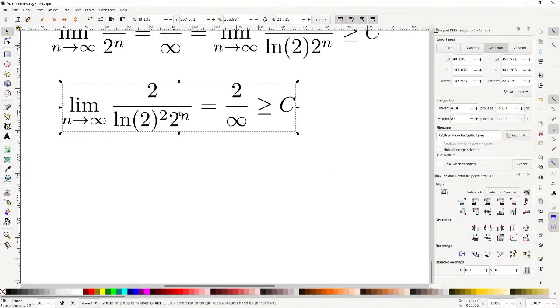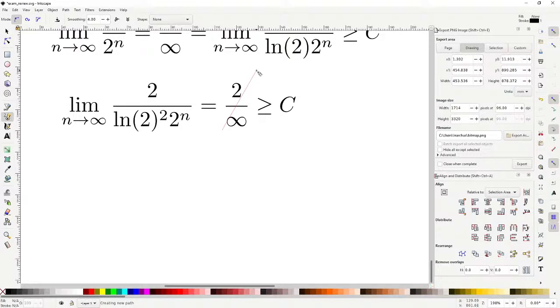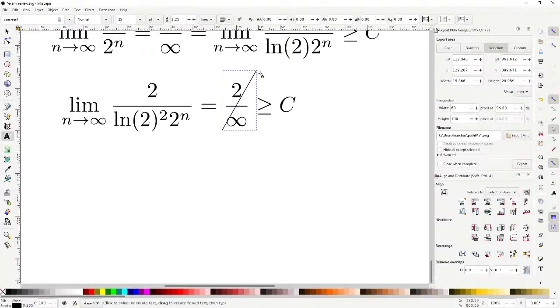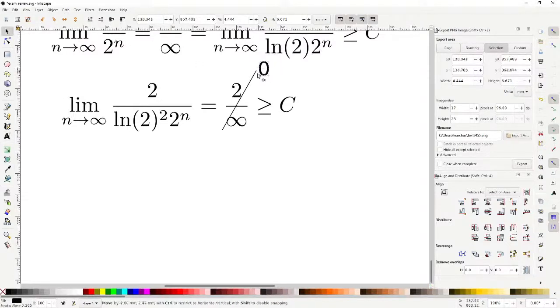So the thing is that this is 2 over infinity, right? Well, to my knowledge, 2 over infinity is just 0. Right? So that's basically what we're going to say. 2 over infinity is just 0. So 0 cannot be, right? So this is false, right?